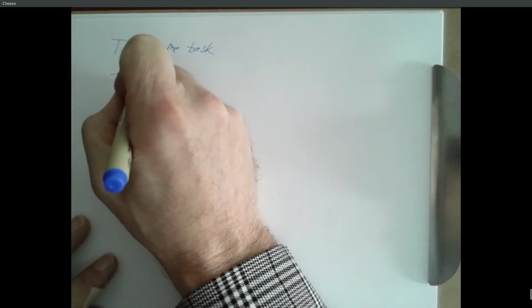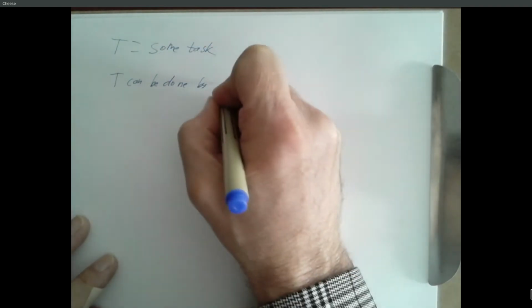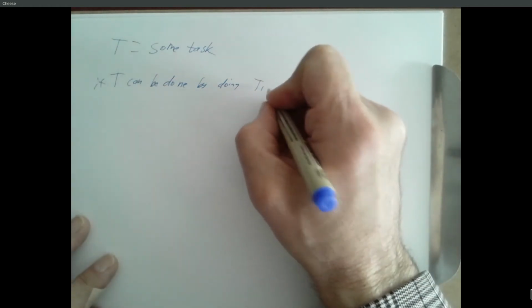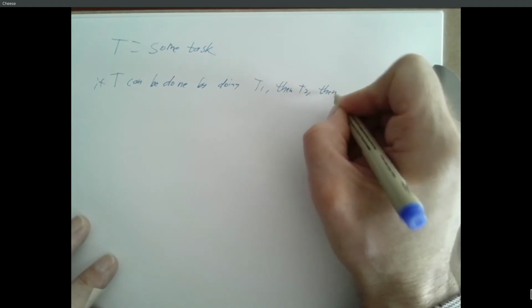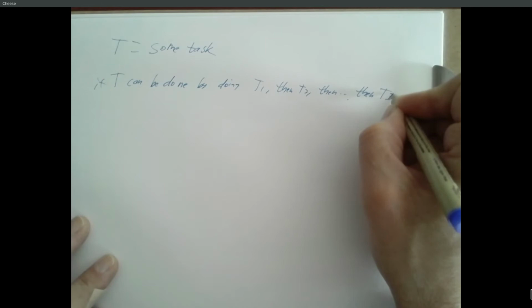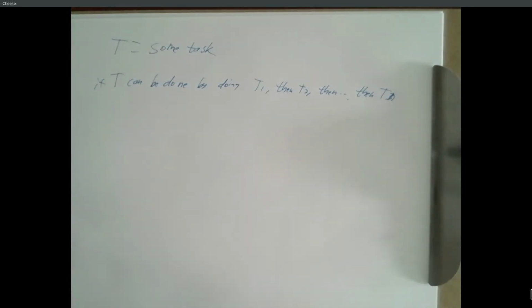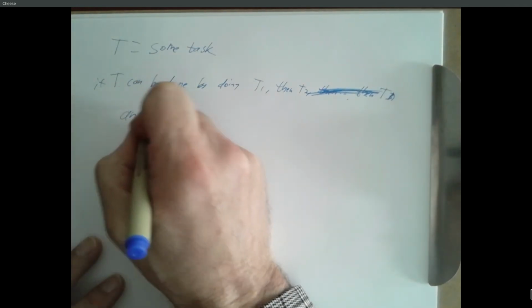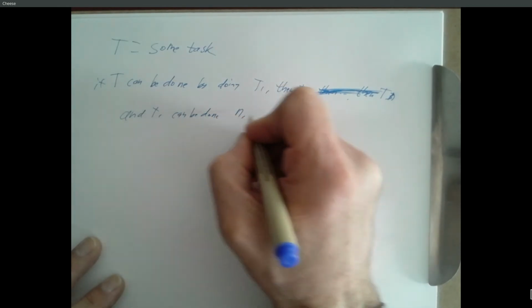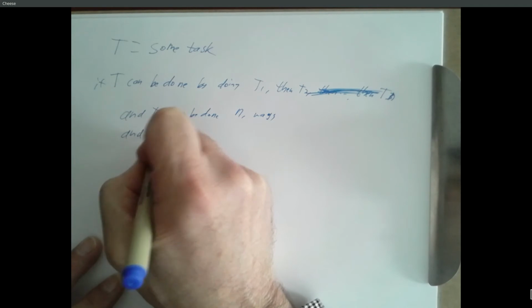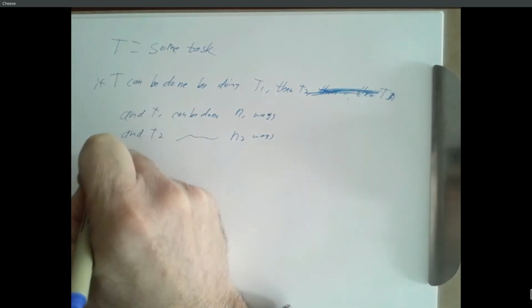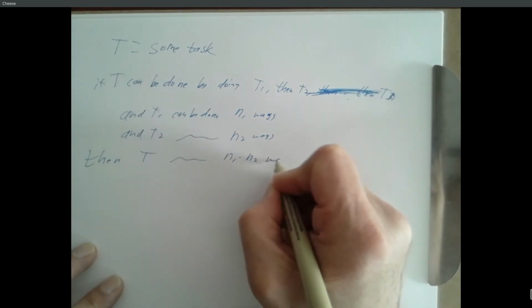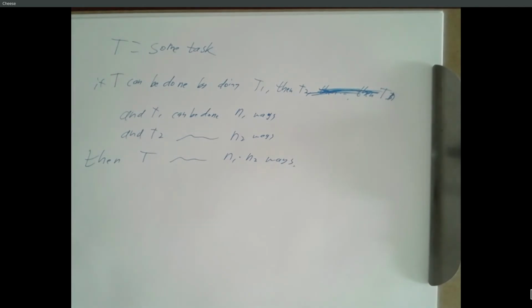So T is some task you're trying to perform. If T can be done by doing T1 and then T2, and so on up through Tn. Well, let me simplify it. If T can be done by doing T1 and then T2, and T1 can be done n1 ways, and T2 can be done n2 ways, then T can be done n1 times n2 ways. So for things in succession, we can multiply the number of ways to do each piece, and that gives us the number of ways to do the original task.